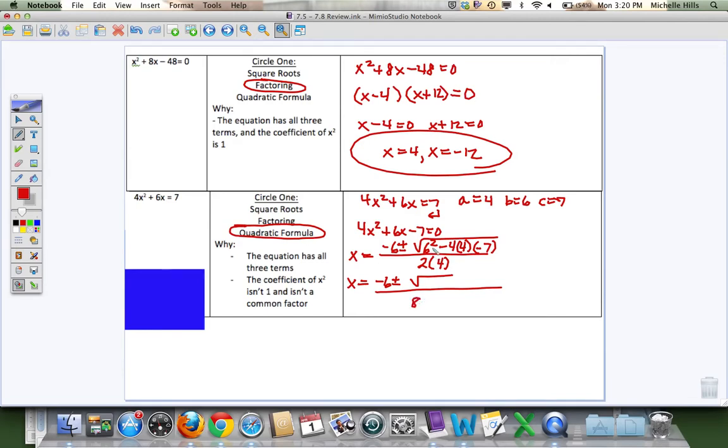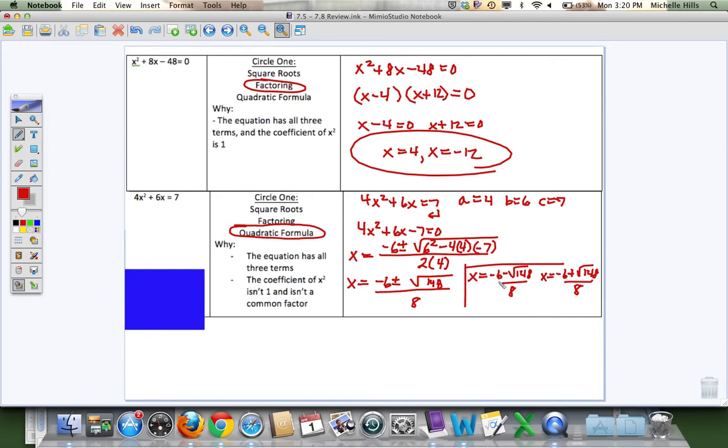If I take in my calculator 6 squared minus 4 times negative 7, I get positive 148. So to find my two solutions, I need to do one of these equations with this plus and one with the minus. So x equals negative 6 minus the square root of 148 all over 8 is one of my solutions. X equals negative 6 plus the square root of 148 all over 8 is the other solution.